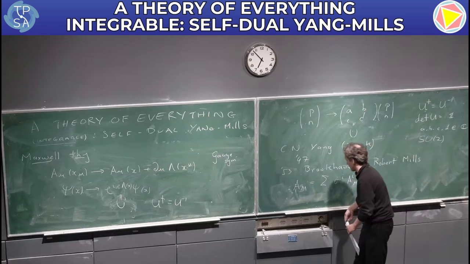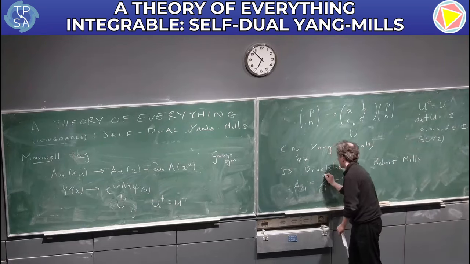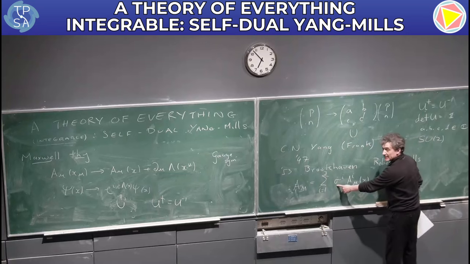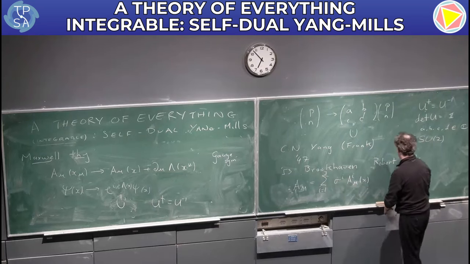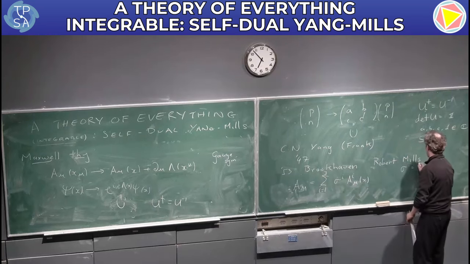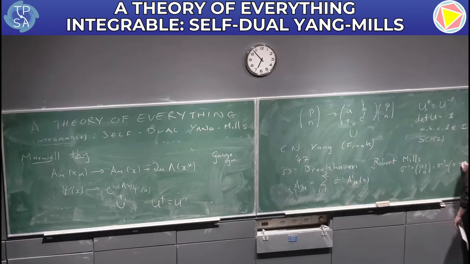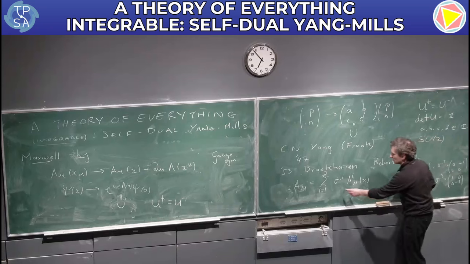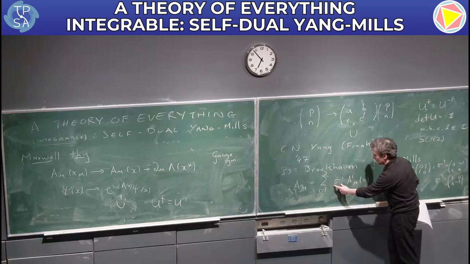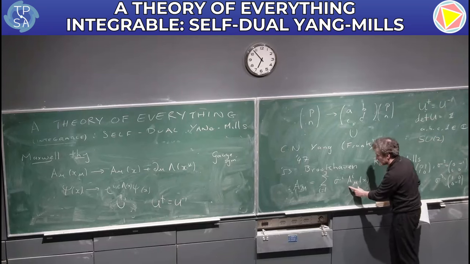So here I'm going to sum over i equal to 1 to 3. These sigmas are my Pauli matrices, which you've probably seen before. So sigma 1 is (0, 1; 1, 0). Sigma 2 is (0, minus i; i, 0). And then sigma 3 is (1, 0; 0, minus 1). Okay, so these are 2 by 2 matrices. And so I sum 3 2 by 2 matrices with coefficients given by these A's.